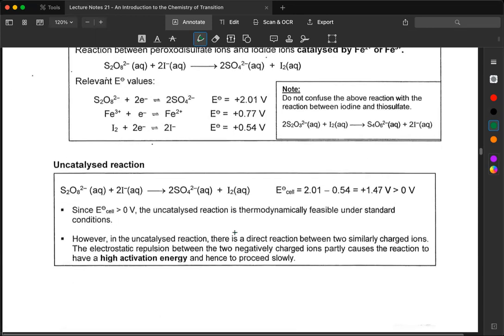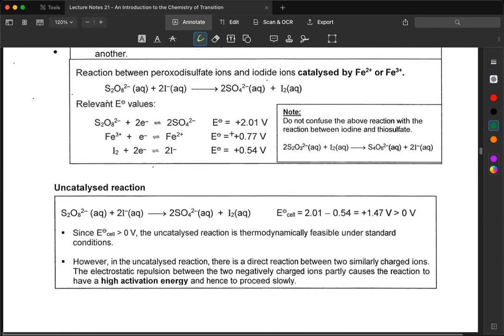For the uncatalyzed reaction, as we have talked about in the previous topic on kinetics, it's very difficult for these two to react because these two ions are of the same charge. So there will be repulsion between them, which makes the reaction difficult to proceed. So very high Ea will be required. Sorry, this reaction will have a very high Ea. So you really need the reactant molecules to be at very high energy for the reaction to proceed. Although based on the E0 cell value, if you take 2.01 minus 0.54, so you choose this reaction, it's actually a positive value.